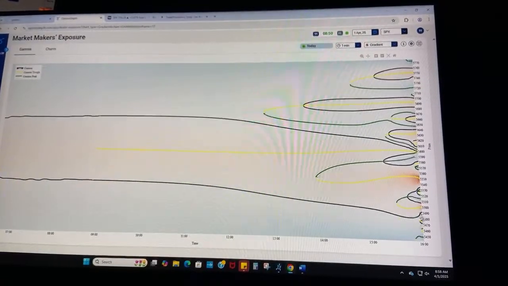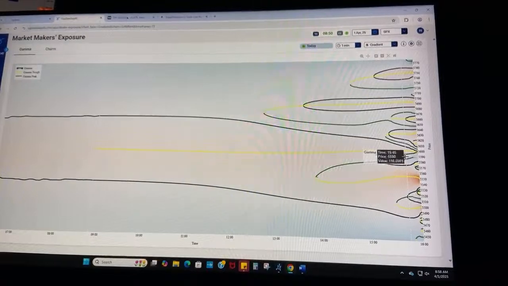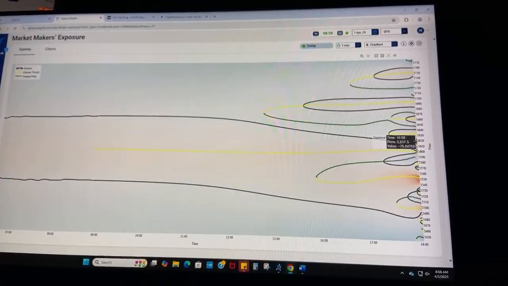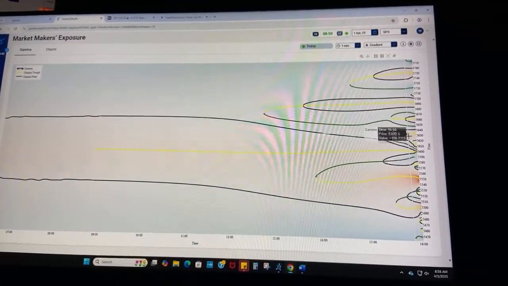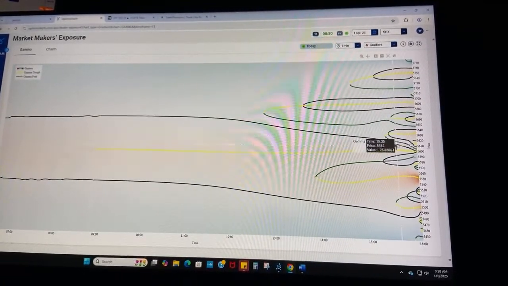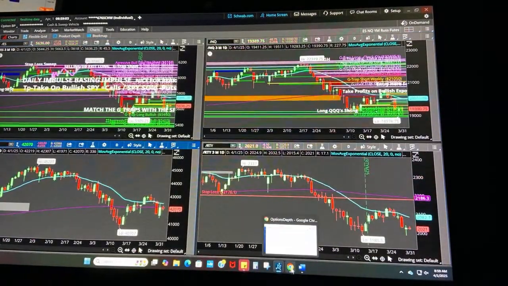5480 on the SPX is also going to be an area where we could find some support. On the upper end, we have a ton of stuff up here, but we would have to get above 5620 to potentially get some kind of flush to the upside, even further up into the 5650, where we have another high gamma node. Okay, so we're kind of in the middle of Fridays.